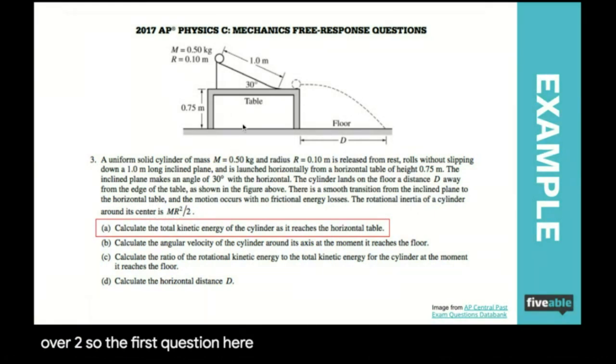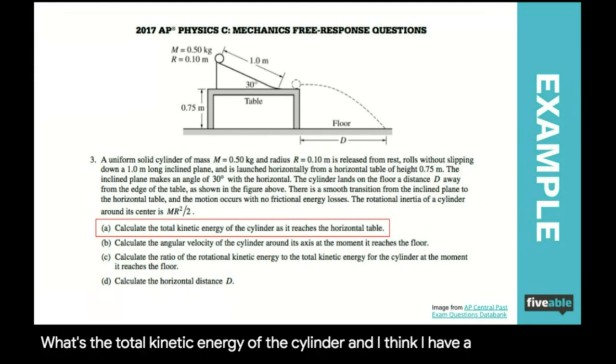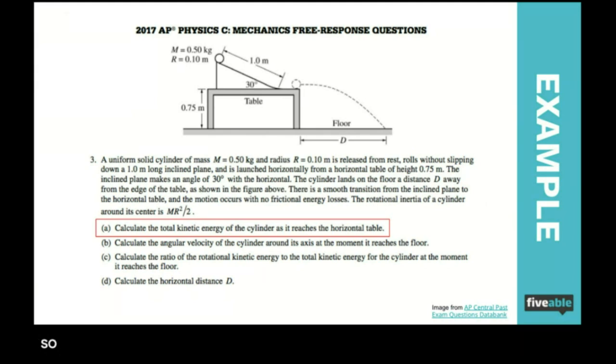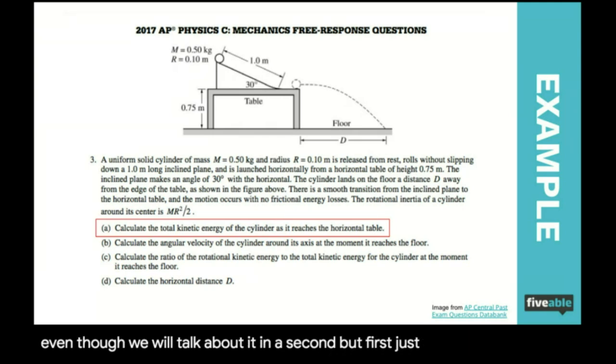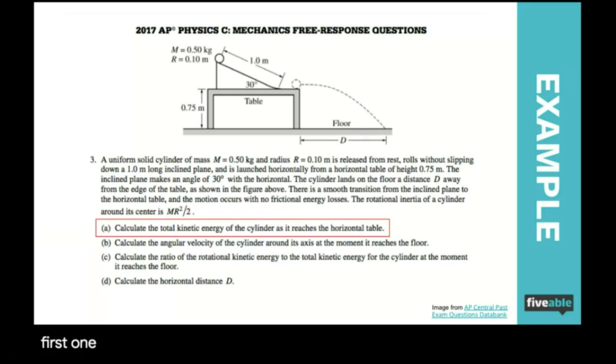The first question here asks us to calculate the total kinetic energy of the cylinder as it reaches the horizontal table. As it reaches the table here, what's the total kinetic energy of the cylinder? Like I said, I'm not going to have you go through and do all of the math here, even though we will talk about it in a second. But first, just think about, for this first one, as you're looking for the total kinetic energy as it hits the table, what relationship or big idea should you use to figure that out?